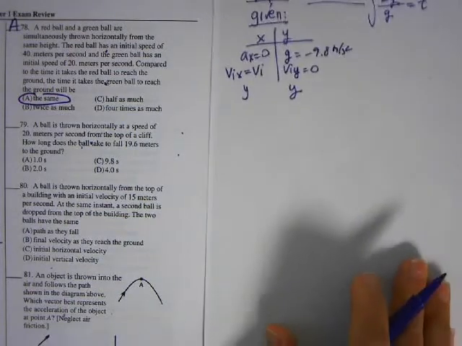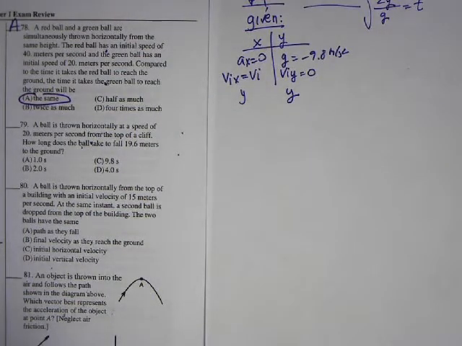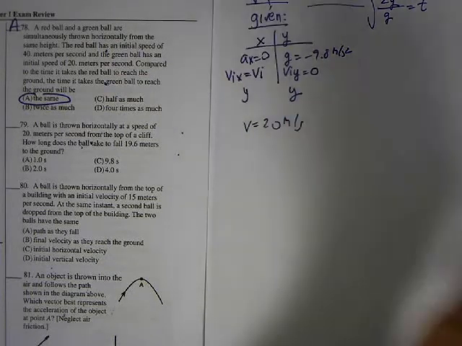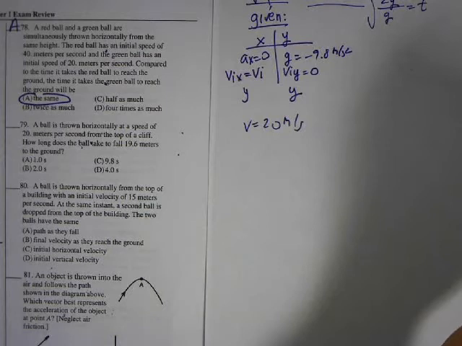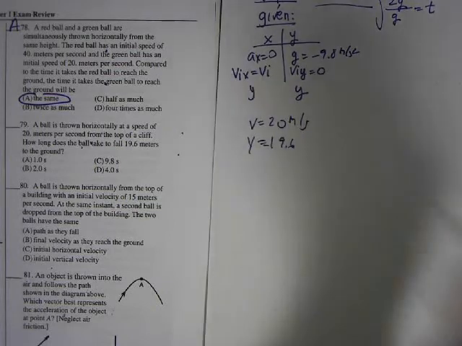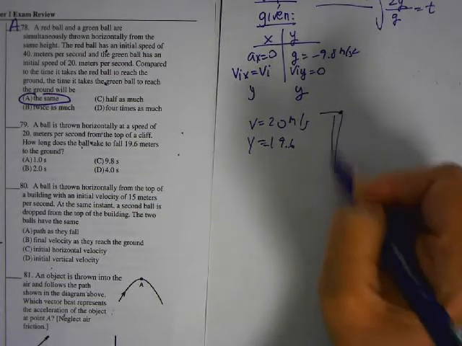Okay, number 79. It says a ball is thrown horizontally at a speed of 20 meters per second from the top of a cliff. How long does the ball take to fall 19.6 meters? So they gave me y. Again, that's negative because I'm measuring from here down.